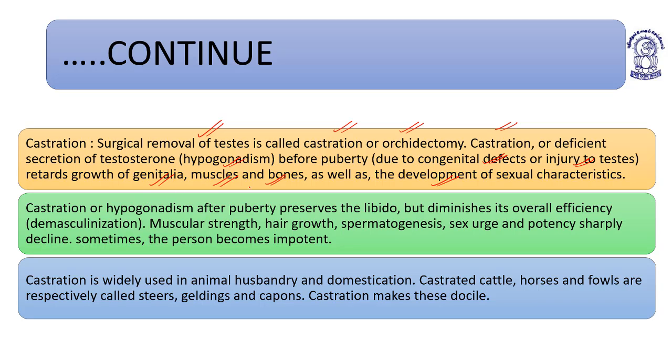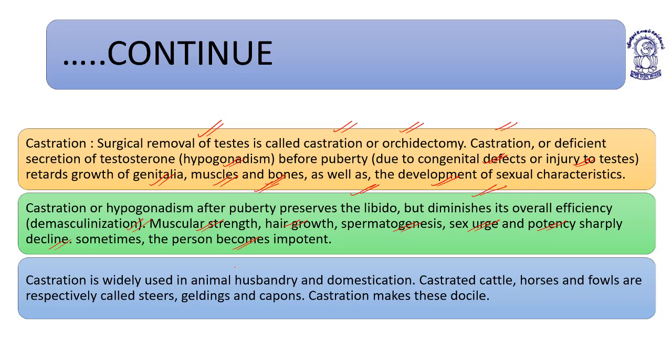Castration or hypogonadism after puberty preserves the libido but diminishes its overall efficiency. Demuscularization, muscular strength, hair growth, spermatogenesis, sex urge, and potency sharply decline. Sometimes the person becomes impotent.